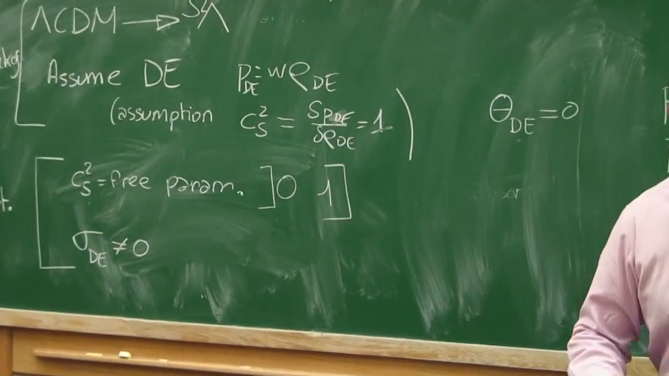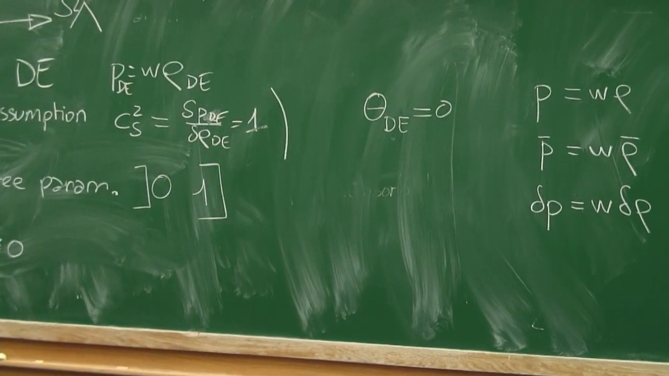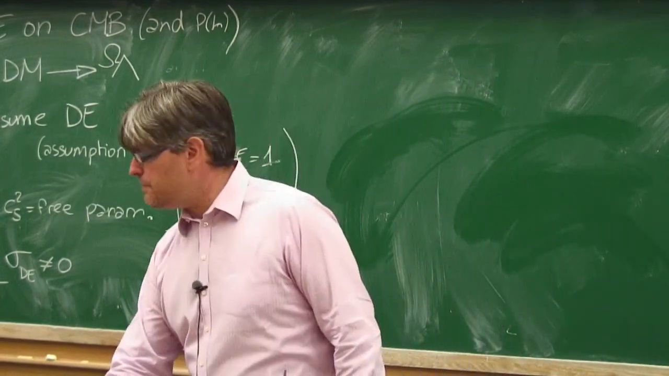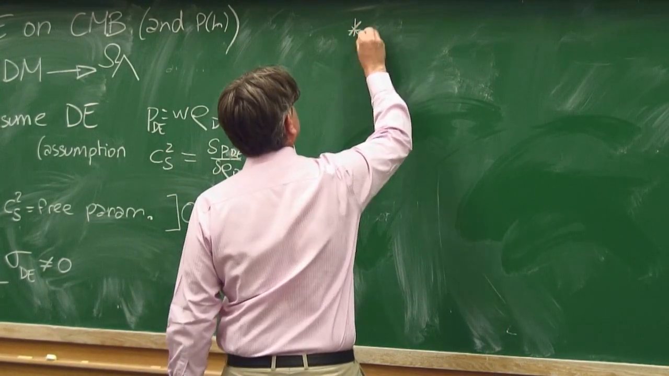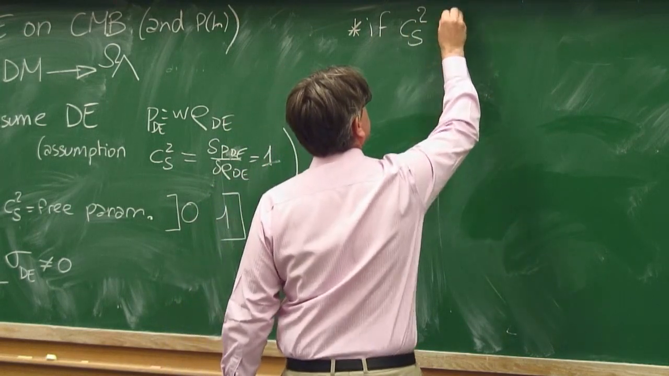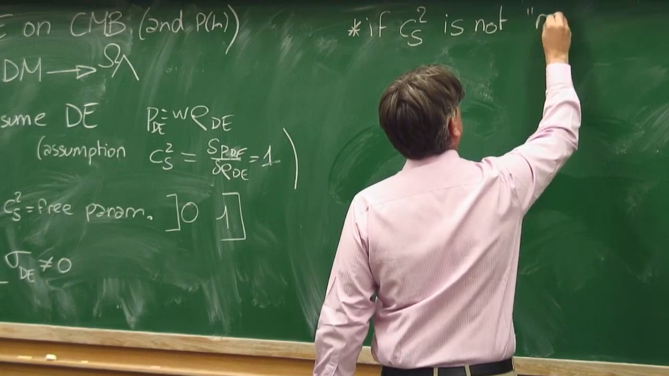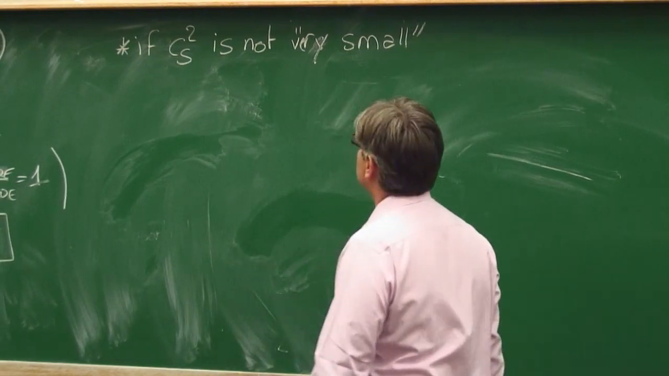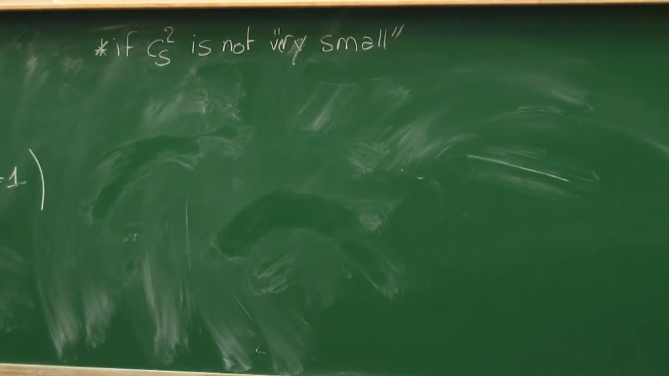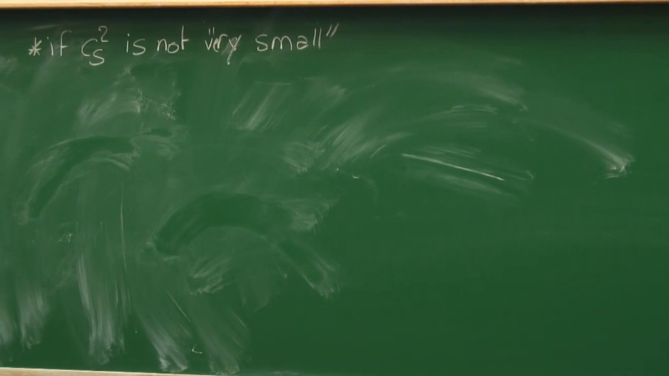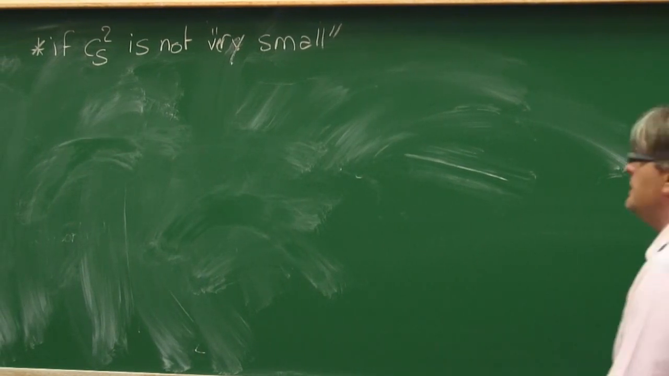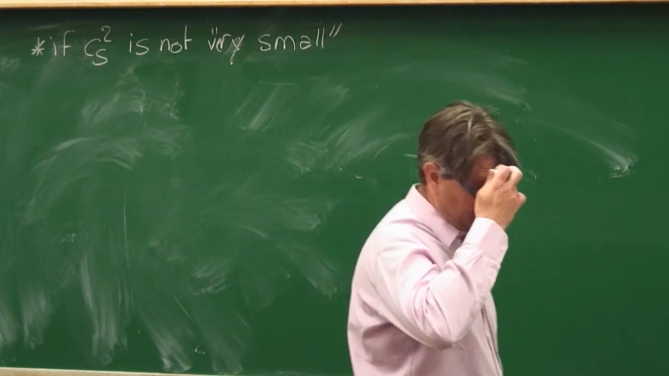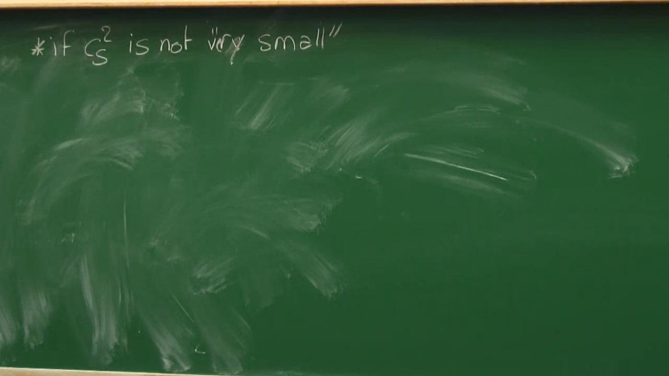Now, what are the consequences on the spectra? You should distinguish between two cases. First, if c_s squared is not very small. What I mean by very small would be, for instance, 10 to the minus 1, 10 to the minus 2, 10 to the minus 3. If this is not the case, then the perturbation of dark energy will never grow significantly. This is related to what is called the Jeans instability.